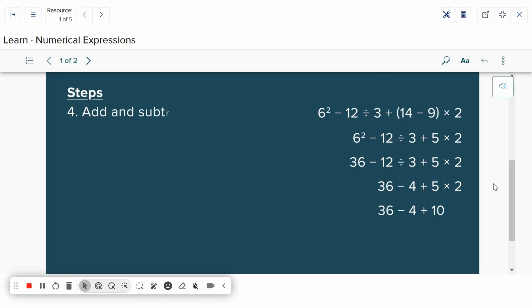Finally, add and subtract in order from left to right. Start with the leftmost operation first, subtraction. 36 minus 4 is 32. Then add. 32 plus 10 is 42. The expression simplifies to a value of 42.